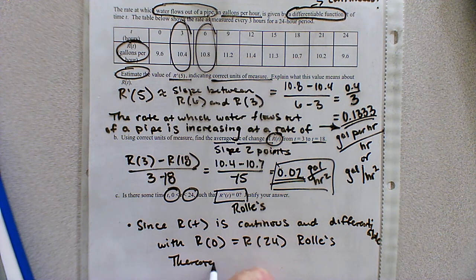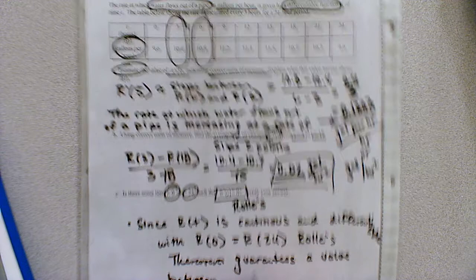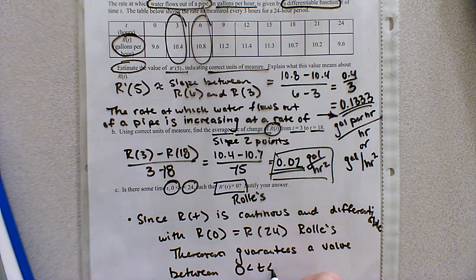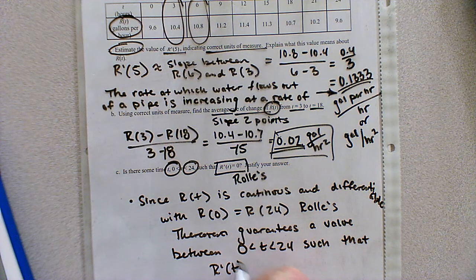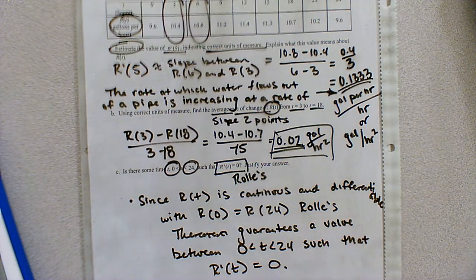Rolle's theorem guarantees a value between 0 and 24 such that the derivative of this rate function would be 0.